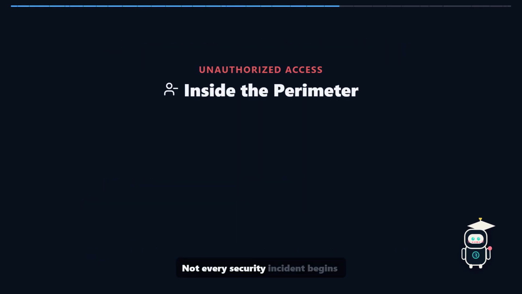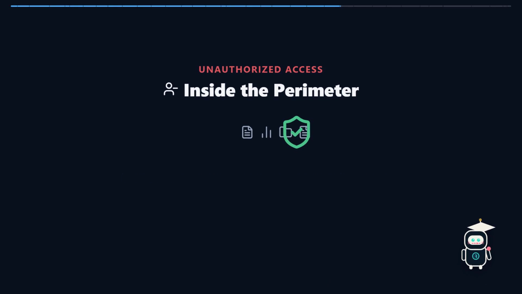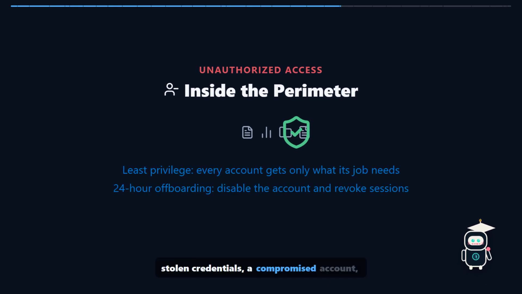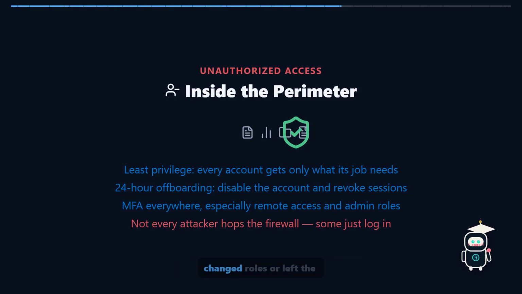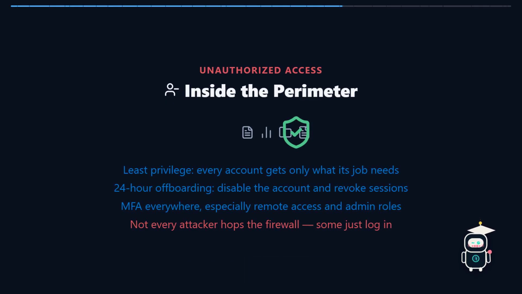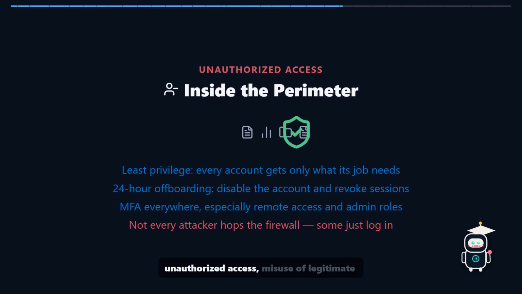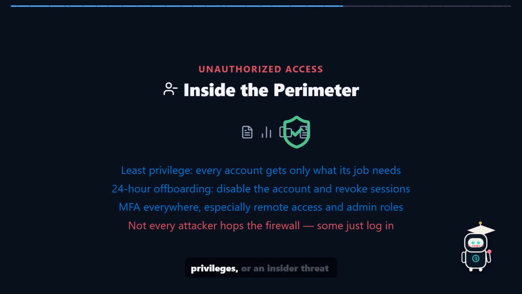Not every security incident begins outside the firewall. An attacker may use a weak password, stolen credentials, a compromised account, or an account that should have been removed when someone changed roles or left the organization. That can lead to unauthorized access, misuse of legitimate privileges, or an insider threat scenario.